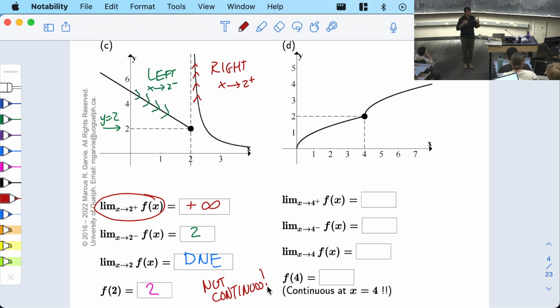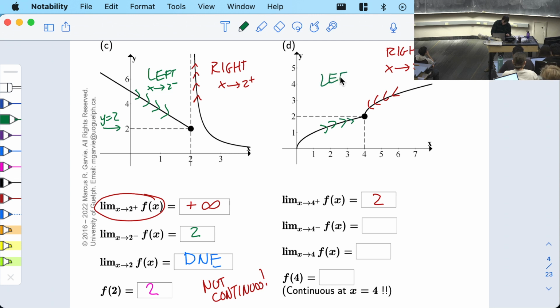Option D was the only one that was continuous, and you can reveal that it is continuous by looking at the limits. In this case, you have the limit from the right, x goes to 4 plus, and that is 2. And on the other side of the mountain, you're doing the left limit, x goes to 4 minus, and that limit is also 2. The left and the right limit are both equal to 2, so the 2-sided limit is 2.